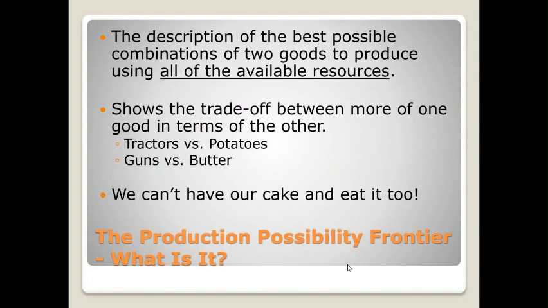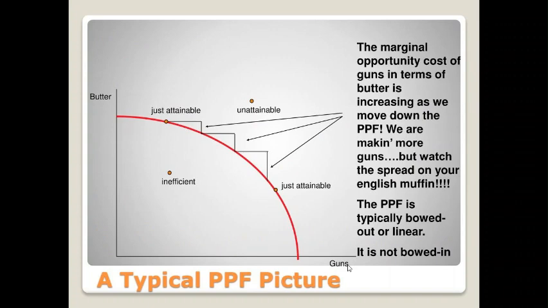So it is the description of the best possible combination of two goods produced using all the available resources, or the comparison of the total combination of goods and services that could be incurred within the production possibility frontier. An example of this is butter and guns, which is the comparison.